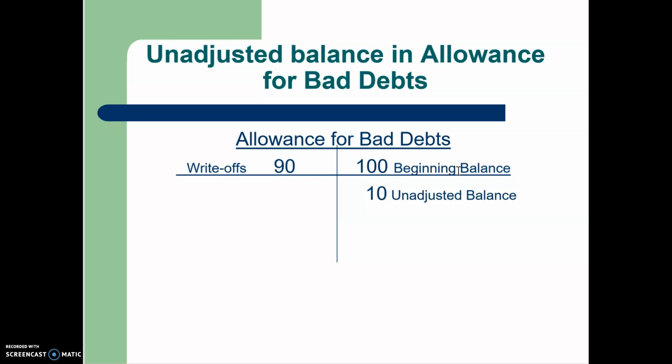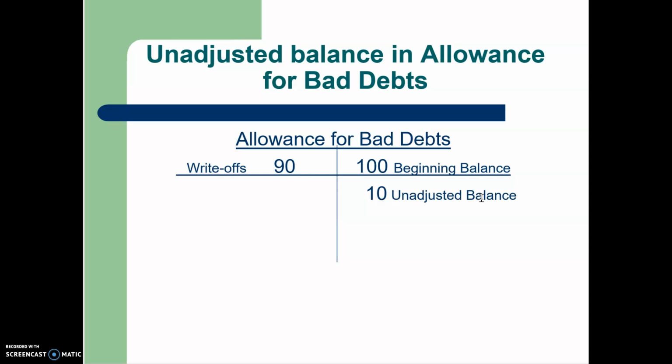Okay? But we know we don't estimate perfectly. So let's say we had a beginning balance of 100, okay, because we thought that was what was going to be not collected. Well, it turns out we only wrote off 90. So that's how we can end up with a 10, in this case, unadjusted balance. It's a credit unadjusted balance.